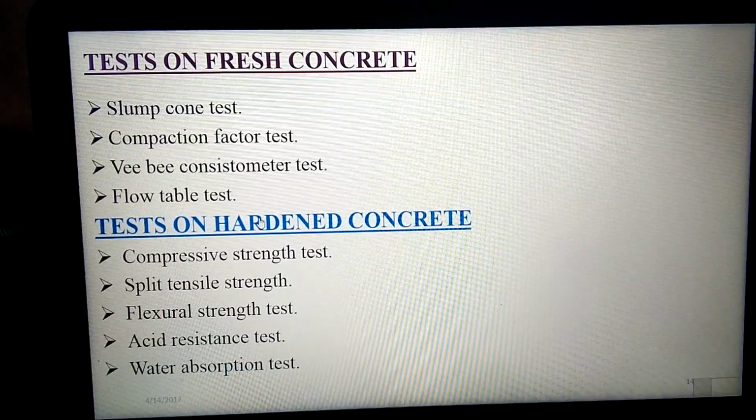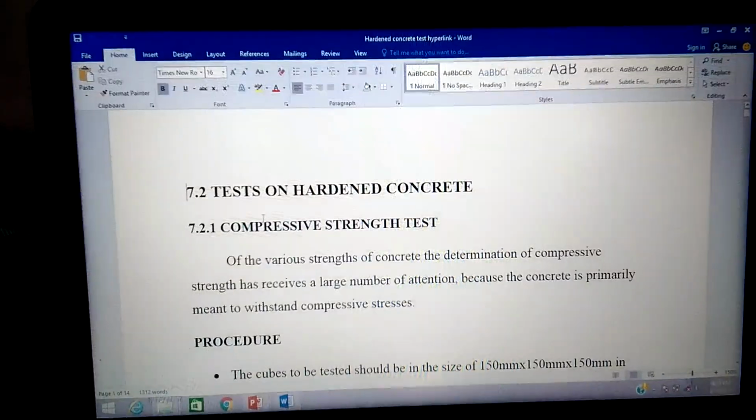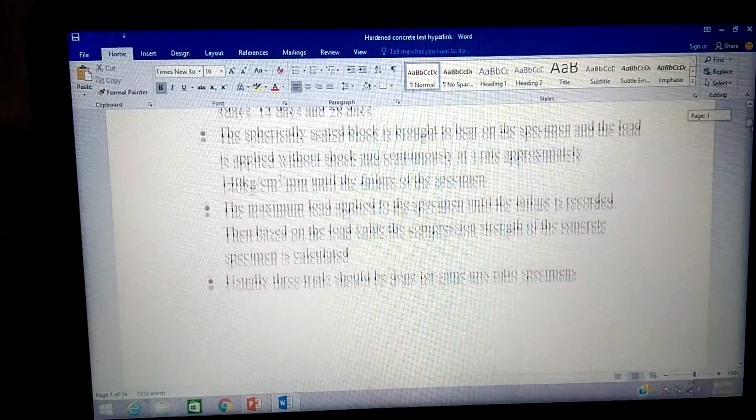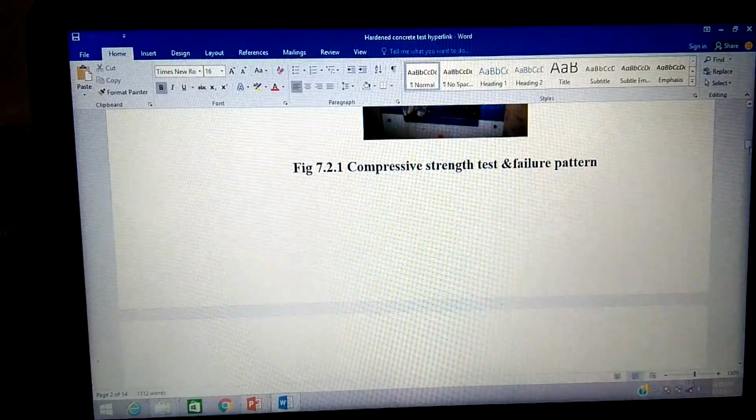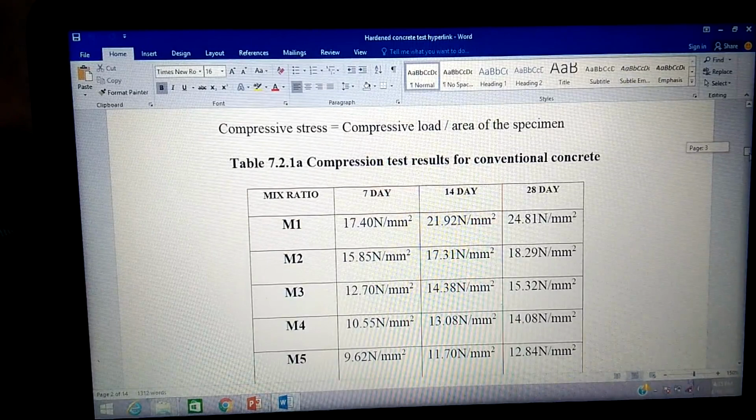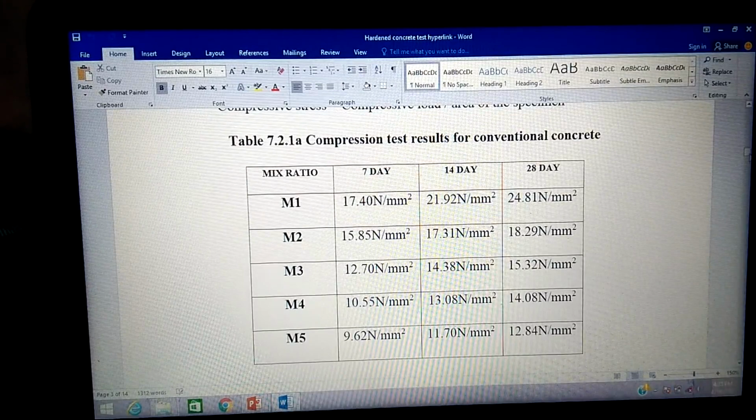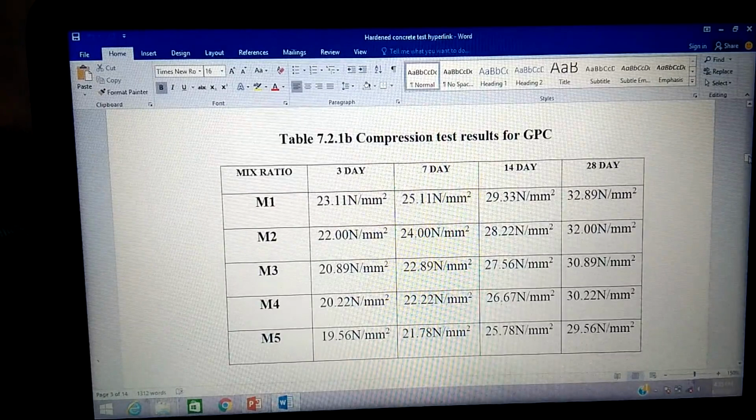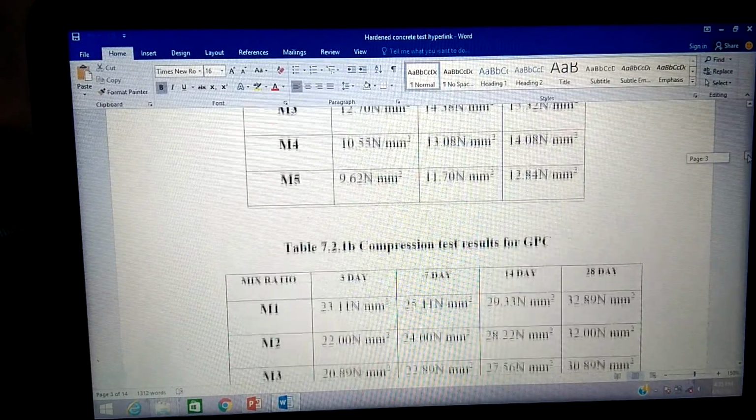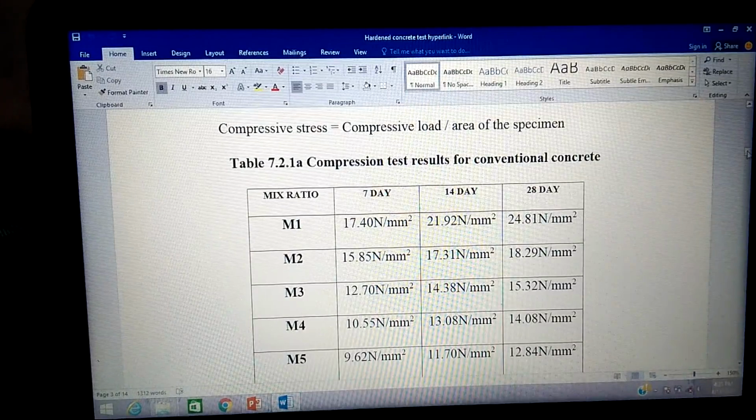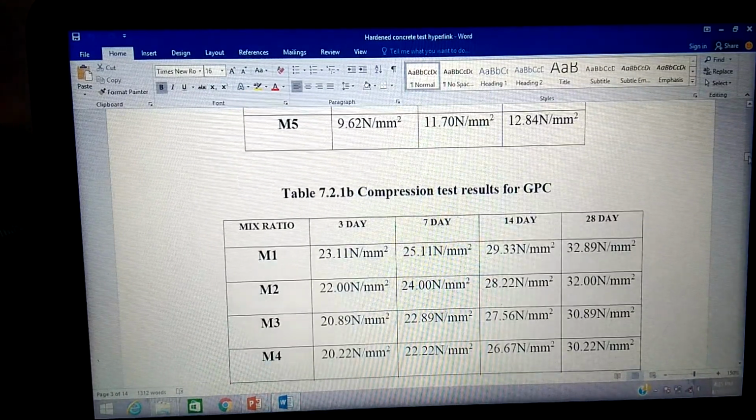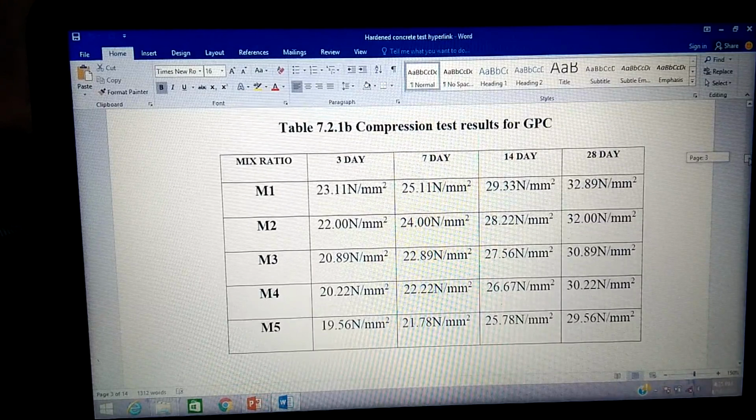Next, the tests on hardened concrete. Opening the hyperlink. First one, compressive strength. We all know that concrete is very strong in compression. Here we have compared the compression results of conventional concrete and our geopolymer concrete. This is the compression test result for conventional concrete, and these are the result values for our geopolymer concrete, which we have tested on the 3rd day, 7th day, 14th and 28th day.